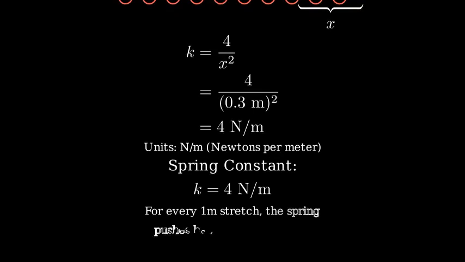And that's our solution. We found that the spring constant K is 4 newtons per meter. This means that for every meter we stretch the spring, it will push back with 4 newtons of force.